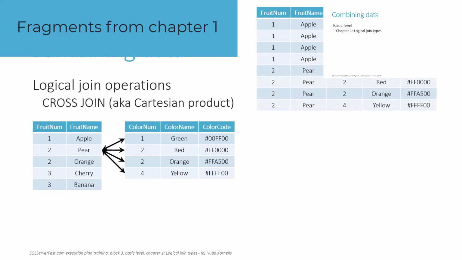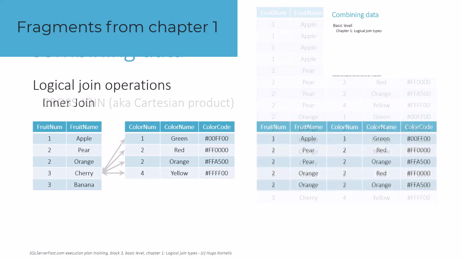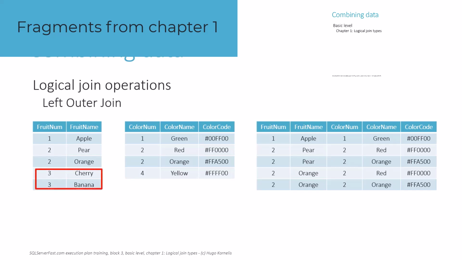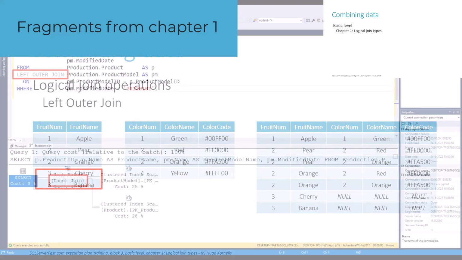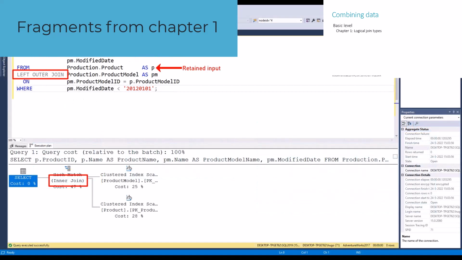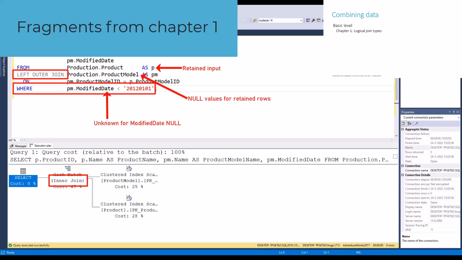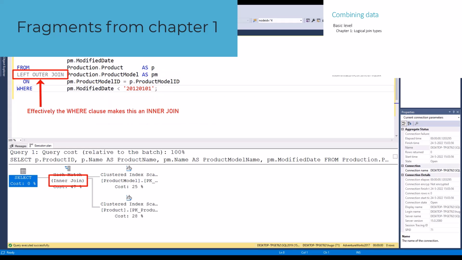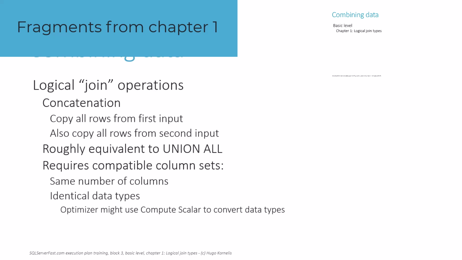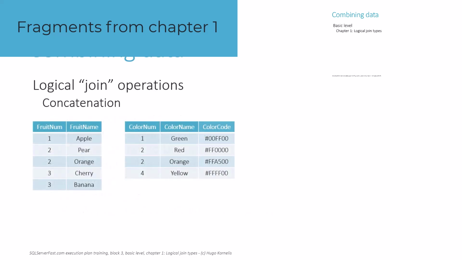Many join types are equivalent to a similar T-SQL keyword, such as inner join or left outer join. But even in those cases, the join type in the execution plan does not always match what you wrote in the query. We'll show some examples. We also talk about ways to combine data that are not really joins, even though some of them are supported by some of the join operators.